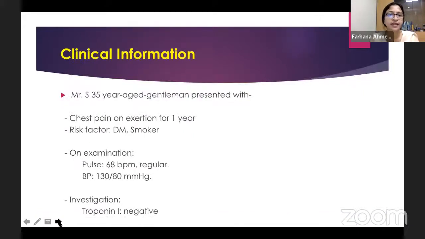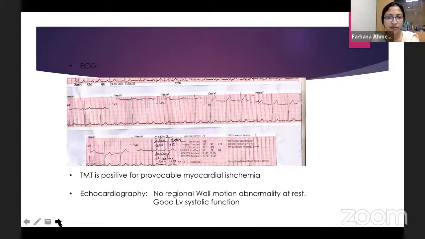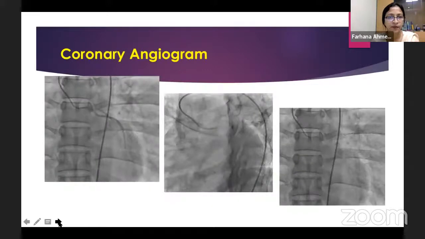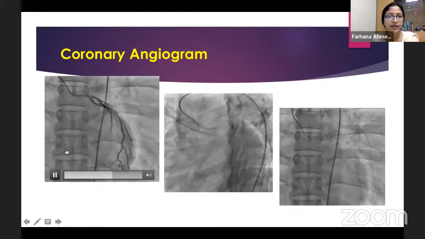So my first case is Mr. S, 35 years aged gentleman, presented with chest pain on exertion for 1 year. Patient was diabetic, smoker. On admission, patient was hemodynamically stable, troponin negative, EKG within normal limit, but TMT is positive for provocable myocardial ischemia. And coronary angiogram finding is like that.